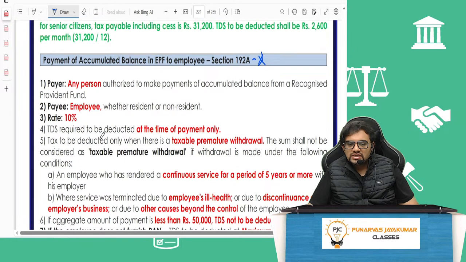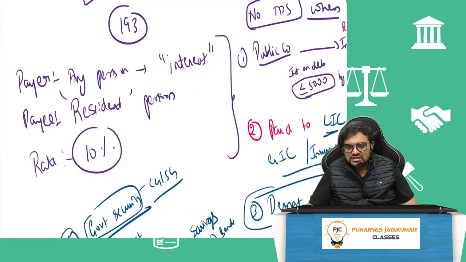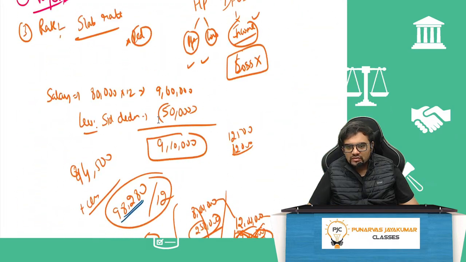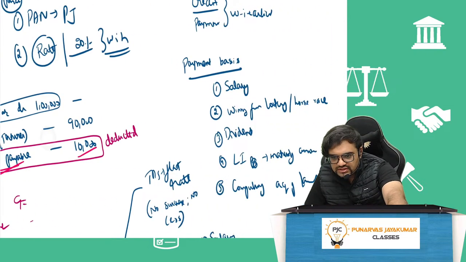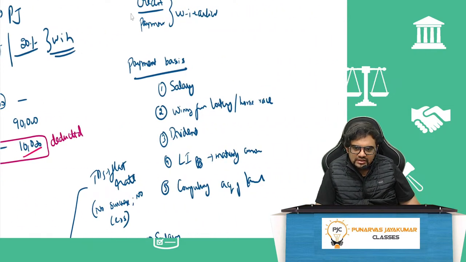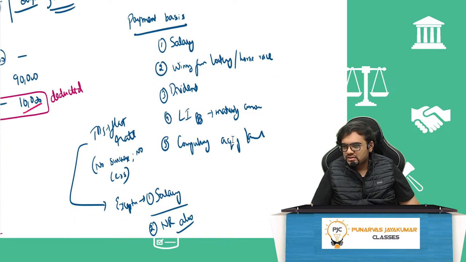Generally, TDS is deducted at what time? It is deducted at the time of payment or credit, whichever is earlier. But in some cases it is only on payment basis. One is salary. Salary is only at the time of payment; dividend, all these things, payment.